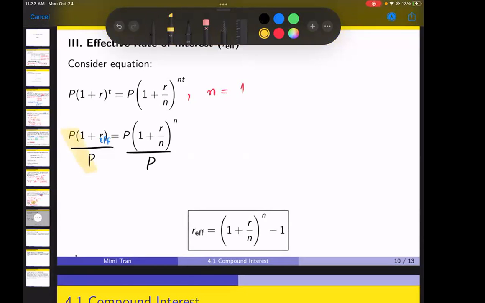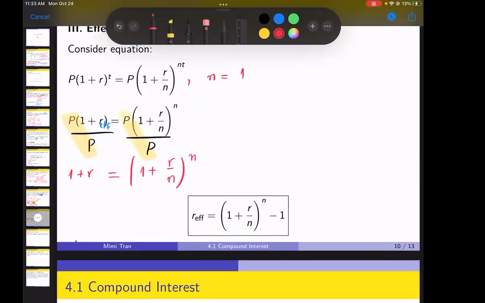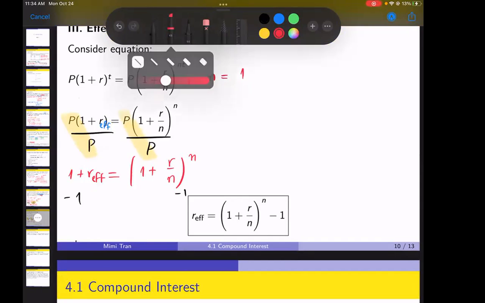So that cancels. And then you have 1 plus R effective equal to the quantity 1 plus r over n, to the n. I want to solve for r. What do I do? Yeah, subtract 1 from both sides. So that you have this formula right there. See, they don't come out of nowhere. These math people are good at generating formulas. They have one formula and they generate like 10 of them.